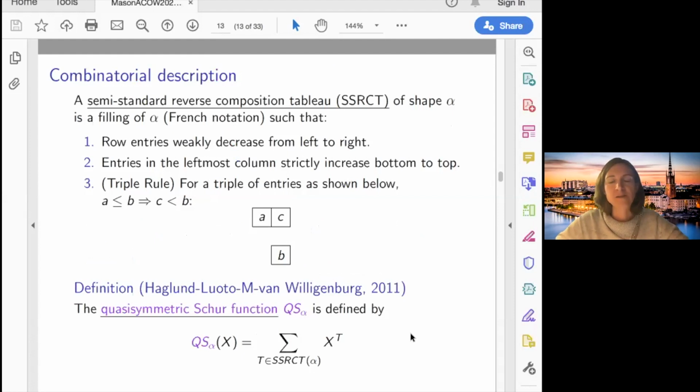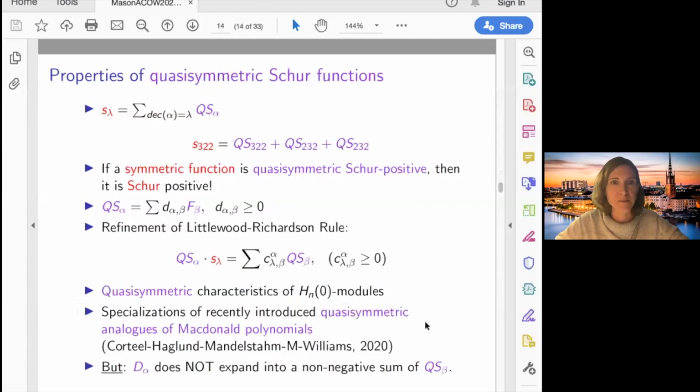Okay, so let's also get down a tableau description of these. A semi-standard reverse composition tableau of shape alpha satisfies the rules that the row entries have to increase from left to right weakly. The leftmost column entries have to strictly increase from bottom to top. And then there's a triple rule which really governs the orders of the column entries. And so the quasi-symmetric Schur functions are the generating functions for the weights of these particular tableaux.